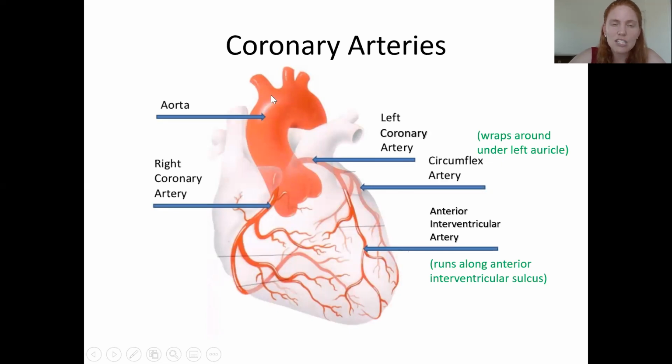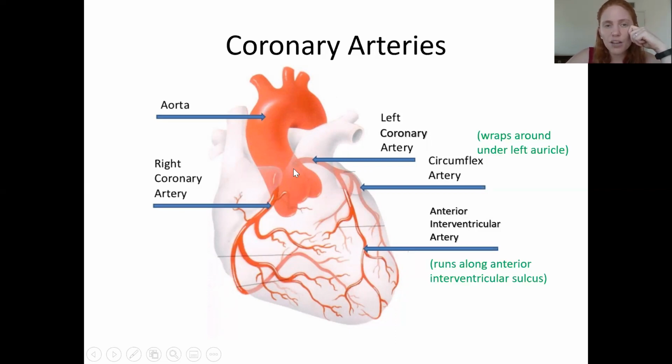So here is the aorta. All of the arteries in the body branch off of the aorta except the pulmonary arteries. All of the other ones, though, are going to branch off of the aorta. Okay, so here's the left ventricle. There's the aorta there. Coming off of the aorta, we have the right coronary artery. That's going to go on to the right side and kind of travel between the atria, the right atrium, and the right ventricle.